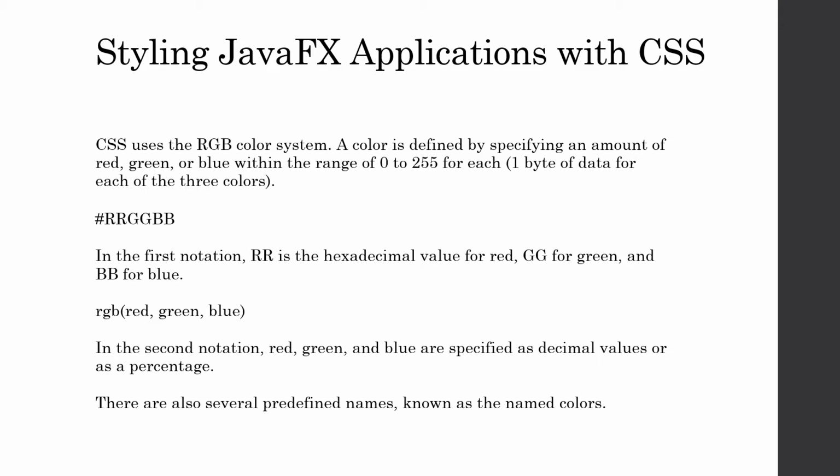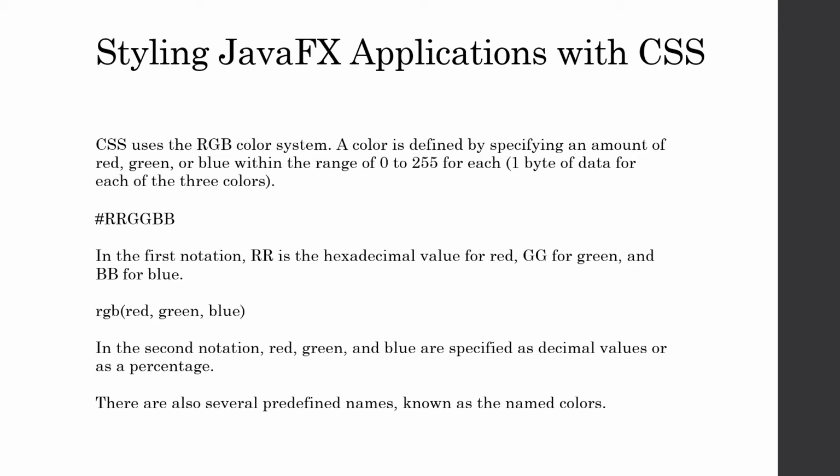Alright, so continuing on with being able to style our JavaFX applications with CSS, we're going to take a look at being able to add some color to our applications. CSS is going to be using the RGB color system, meaning that a color is defined by specifying some amount of red, green, or blue within the range of 0 to 255 for each one of those three different colors. So this means that we're going to have 1 byte of data for each of the three colors, or to represent the entirety of that color, it's going to take 3 bytes of data.